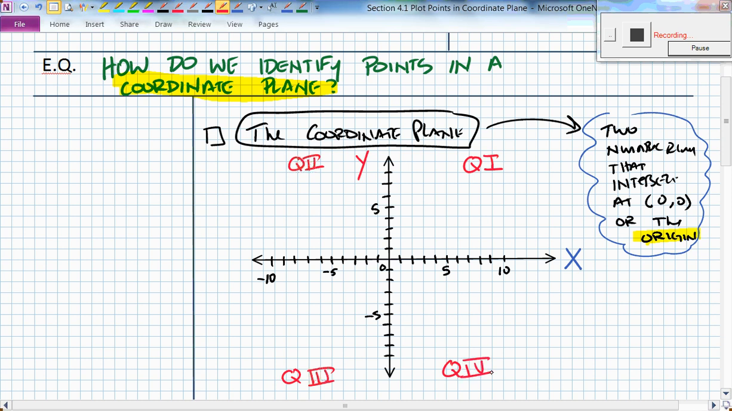Okay, let me ask you a trick question. Well, it's not really a trick question. In which quadrant are both x's and y's positive? Quadrant 1. Which quadrant are both x's and y's negative?